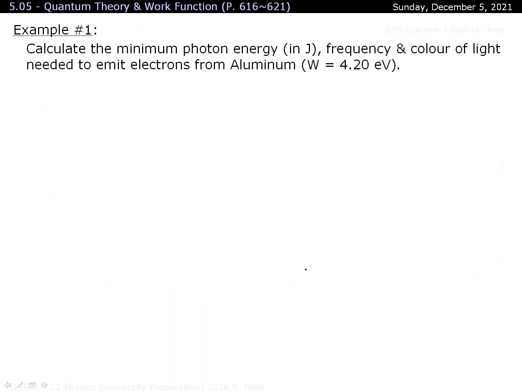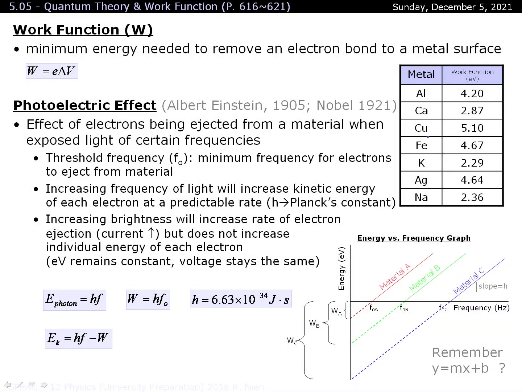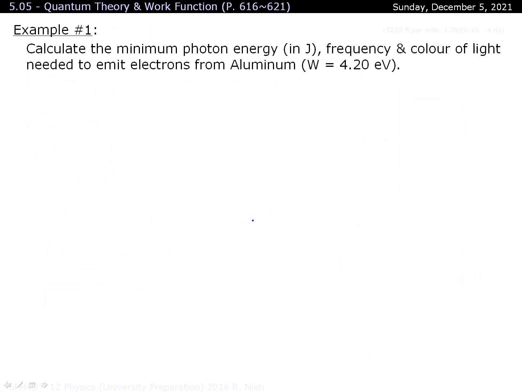Calculate the minimum photon energy in joules and the corresponding frequency and color of light that's needed to emit electrons from a plate of aluminum. First off, we need to rewind back and take a look at the work function of aluminum. We need that constant, so you need to look that up on a lookup table, or it's given to you like so.